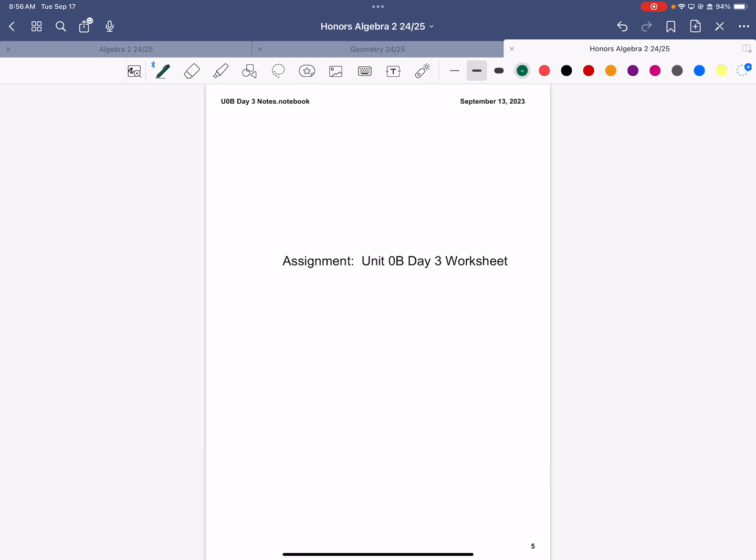You're going to look at multiplying and you're going to look at dividing as far as rational expressions. Worksheets are inside Schoology.